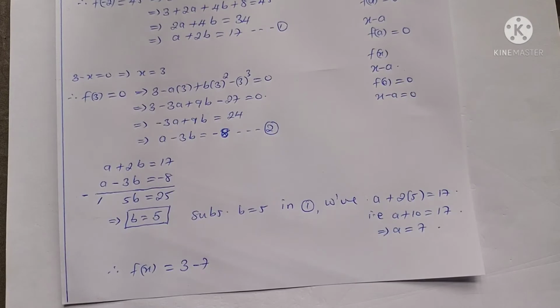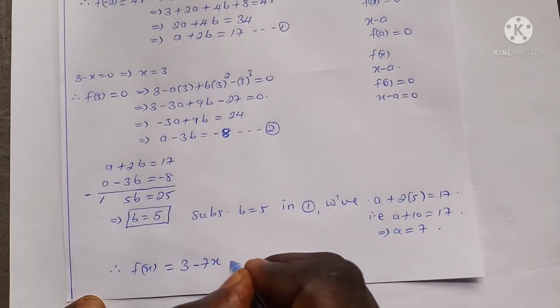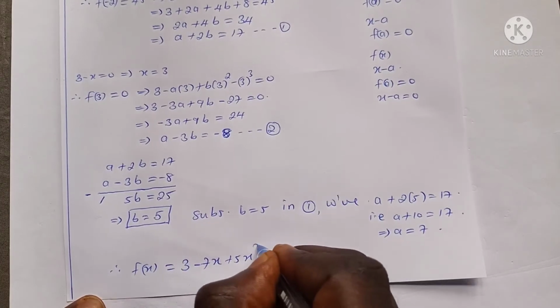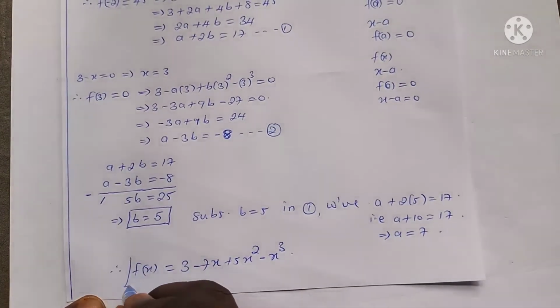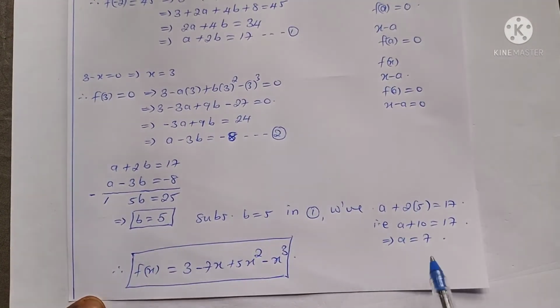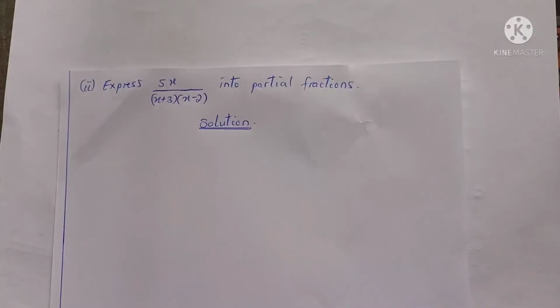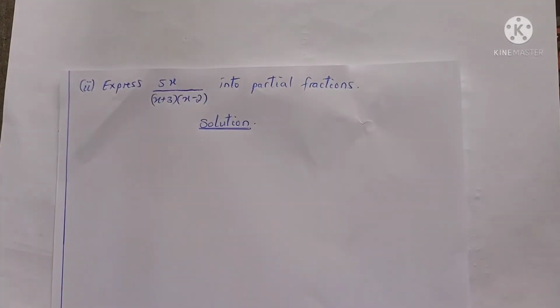Therefore, the polynomial f of x is given by 3 minus 7x plus 5x squared minus x cubed. That is the polynomial. And the values of a and b are 7 and 5 respectively. In the second part of the question, we have to express this rational function into partial fractions.